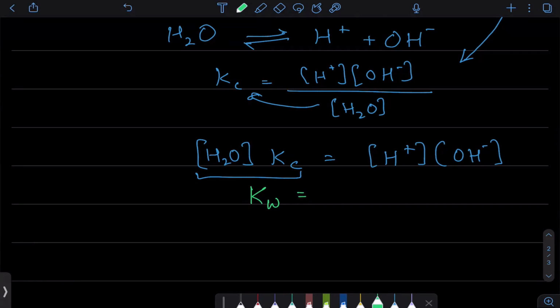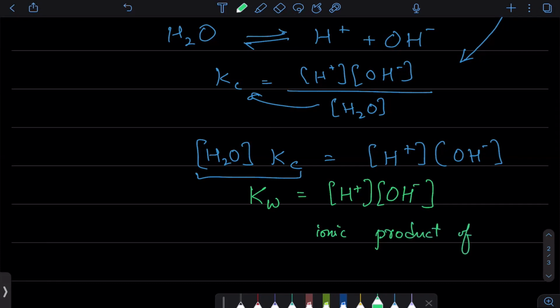And this thing on the right, I'm going to call it the ions that I get from water multiplied, or in other words, ionic product of water. What's its unit? I have mole per dm cube times mole per dm cube. So I'm going to get mole squared dm minus 6. There you go. That's what I have.